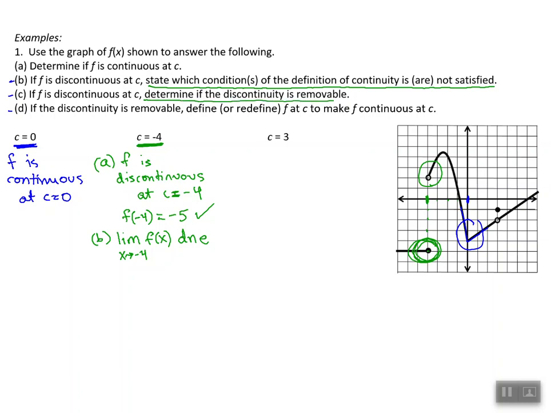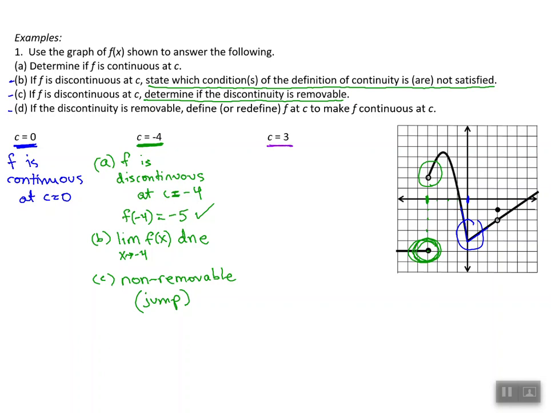Determine if the discontinuity is removable. Now that would be if we could simply fill in a hole and make the function continuous. We cannot do that here. This is a non-removable discontinuity because we have a jump discontinuity. And finally, we can't do part D because the discontinuity is not removable.